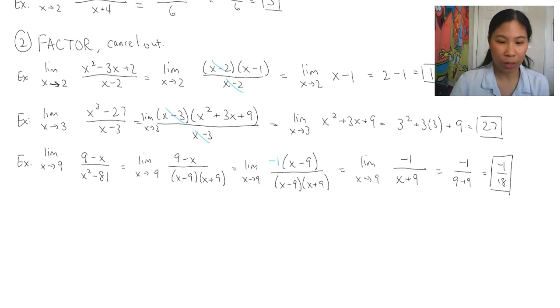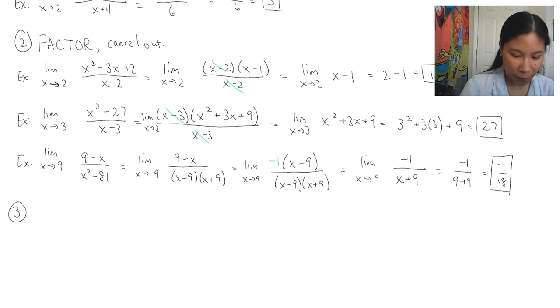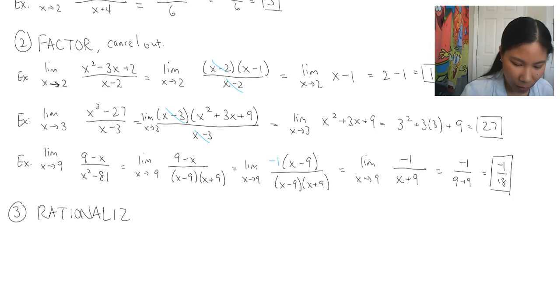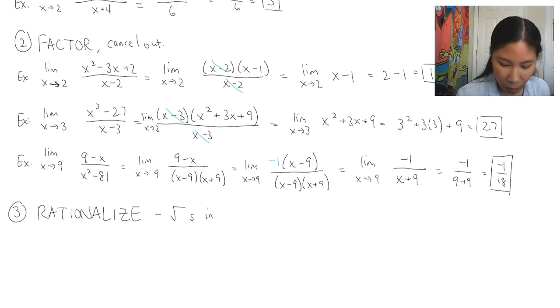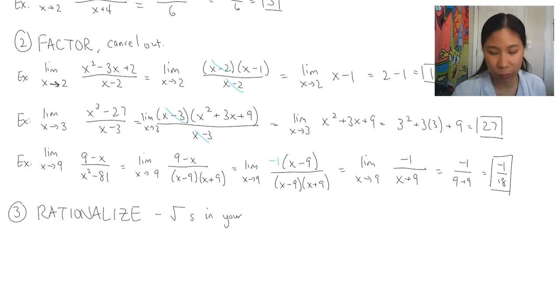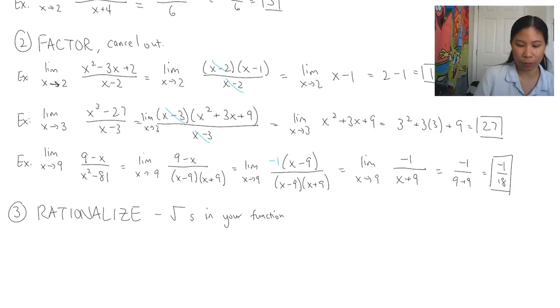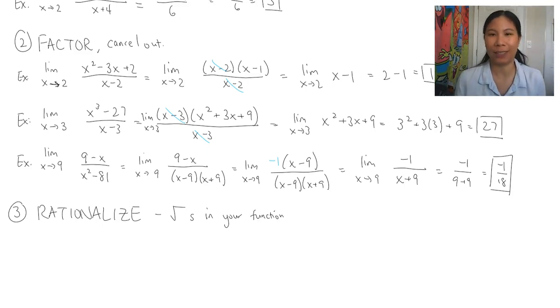My third strategy is called Rationalize. You use this a lot when you have radicals in your function, because rationalizing will get rid of radicals, and that's what we're trying to simplify.